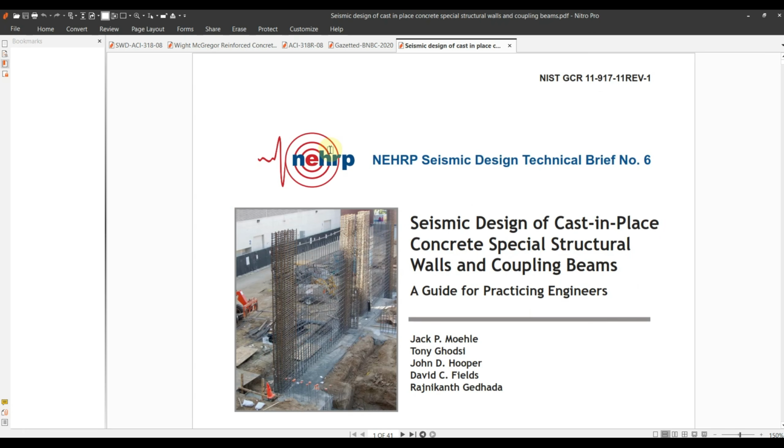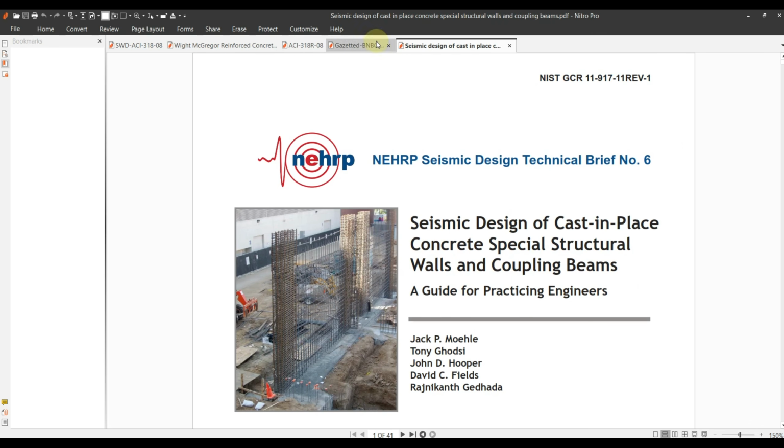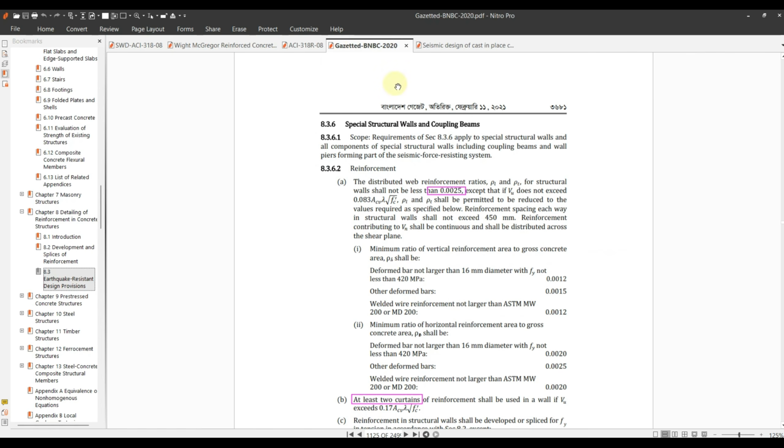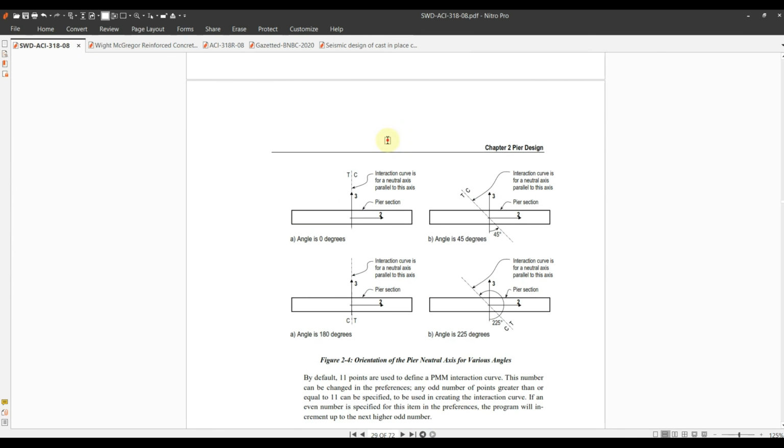This document is very, very important. If you study this document, then these other documents are necessary for you to study. However, you may need to go through the code requirements, because code requirements vary from year to year. So you must consult your code. And how ETABS works, if you want to get some idea, then you can go through the ETABS documents.